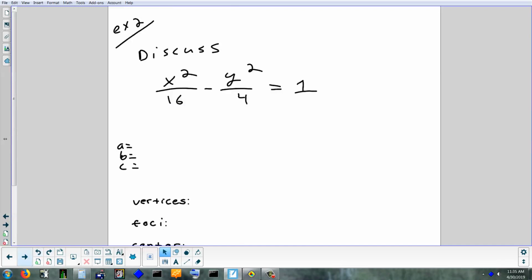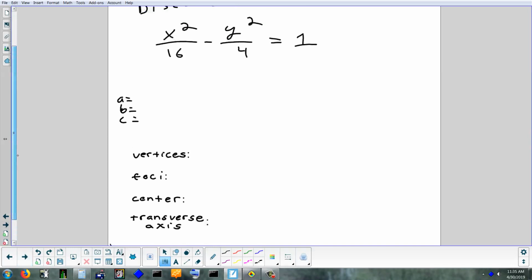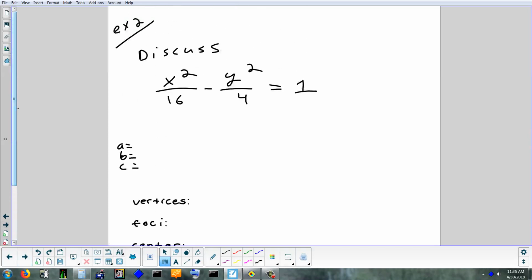Right, let's look at this one. This one, just discuss. I don't want to see a graph. There's 5 things you need to find. 4 of them are the same as yesterday. This is the extra: asymptotes. So to do all that discussing, we're going to find A, B, and C first.